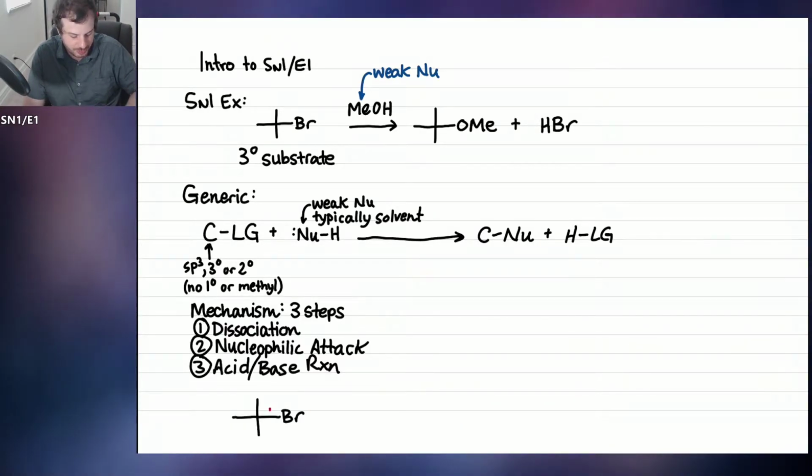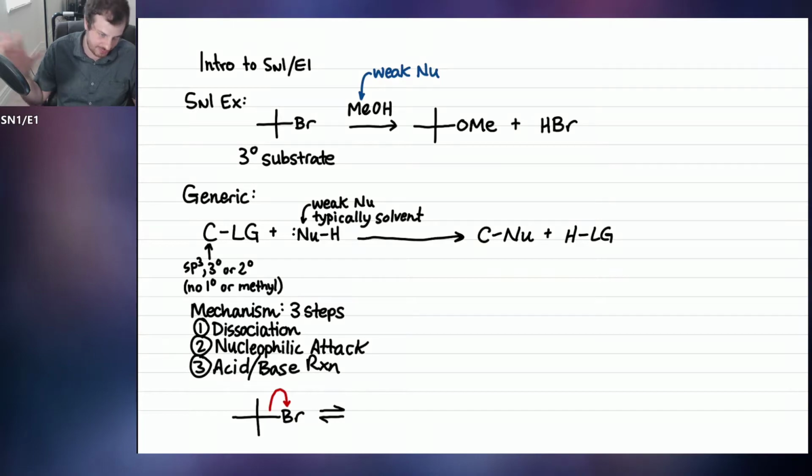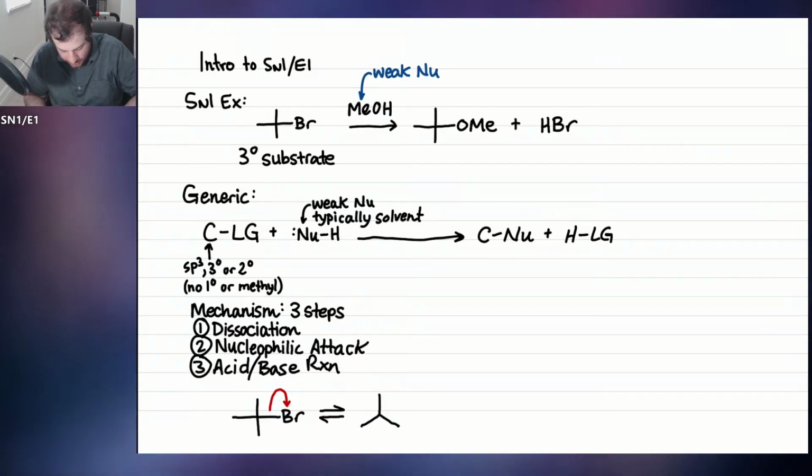Dissociation is the leaving group just leaves on its own. And this is typically an equilibrium process. So the leaving group can leave, and they can come back, and can leave and come back. But when the leaving group leaves, it takes the electrons with it and leaves behind, you guessed it, a carbocation. So this is the carbocation intermediate.